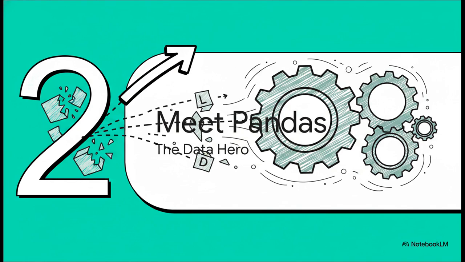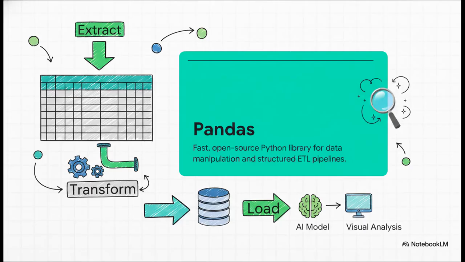Meet Pandas, the absolute data hero. Basically, Pandas is like an Excel spreadsheet on steroids. It's an open-source library that lets us process tabular data incredibly fast. Think of any structured data with rows and columns, like a CSV file. Pandas gives you the superpower to ingest that data, clean up all the messy missing values, and prepare it for AI models or visual analysis. This whole process, extract, transform, load, or ETL, is the backbone of modern data science. And Pandas, it's the gold standard for getting it done.